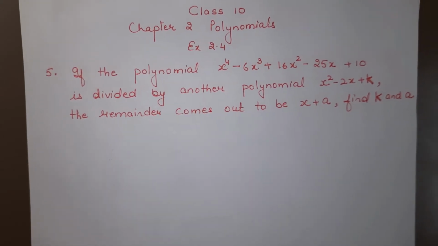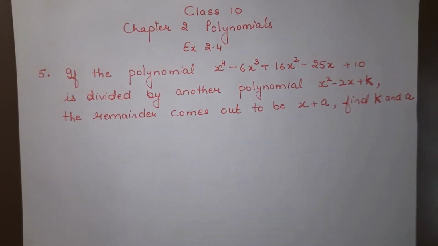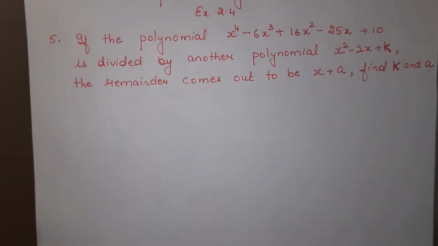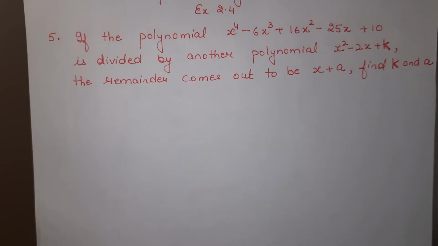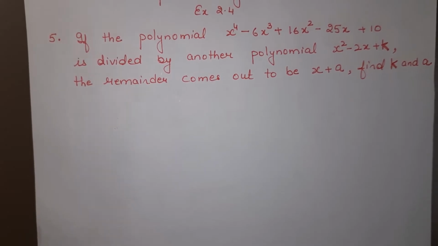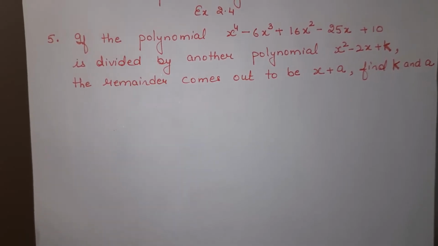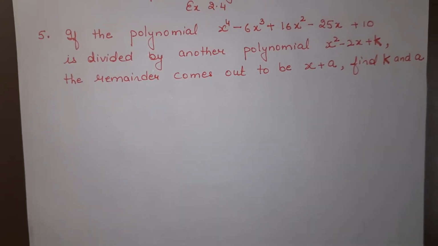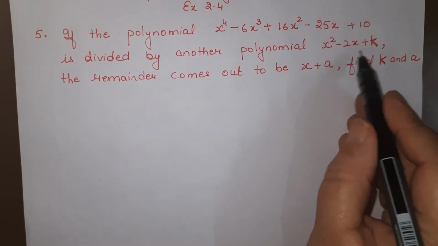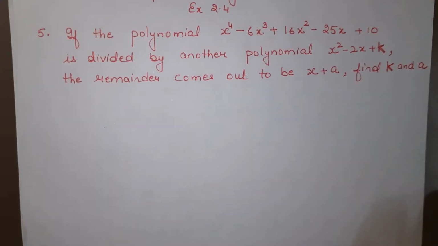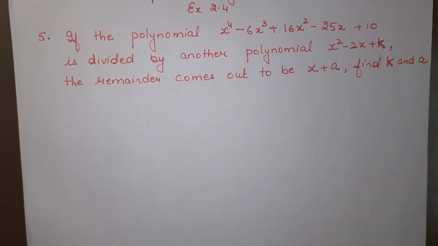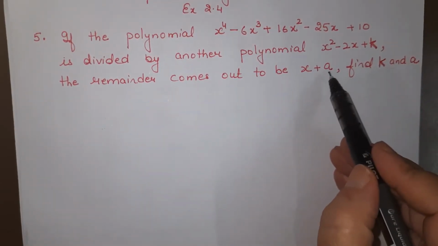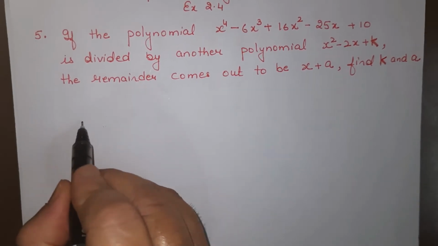Hello everyone, today we will do class 10th chapter 2 polynomials exercise 2.4 question number 5. If the polynomial x raised to power 4 minus 6x cube plus 16x square minus 25x plus 10 is divided by another polynomial x square minus 2x plus k, the remainder comes out to be x plus a. We have to find the value of k and a. So let us divide first.